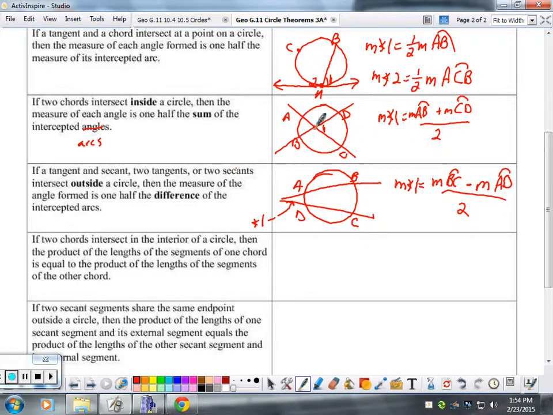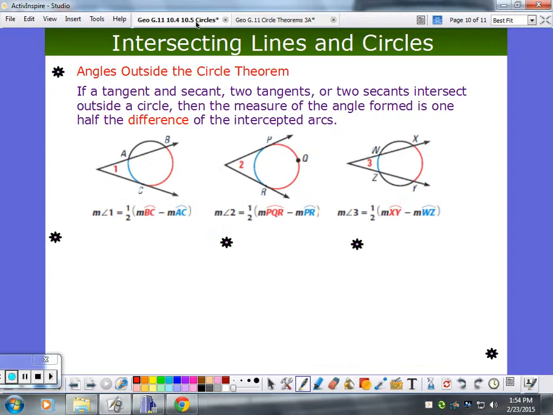So if you're inside, you're adding and dividing by 2. If you're outside, you're subtracting and dividing by 2. So, if you aren't doing all of them, you could, I guess. But it's really kind of the same picture.